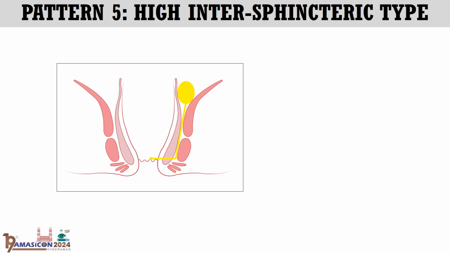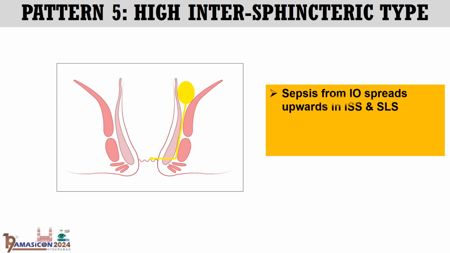Interesting type of fistula, the high intersphincteric type, where sepsis starts from the internal opening and spreads upward in the intersphincteric space, that is, the high intersphincteric space, and reaches the supralevator space. It can extend into the inguinal, pararectal, perivesical, even abdominal cavity, retroperitoneum, pancreas, and even the lower thoracic cavity has been seen. The internal opening is usually located posteriorly.